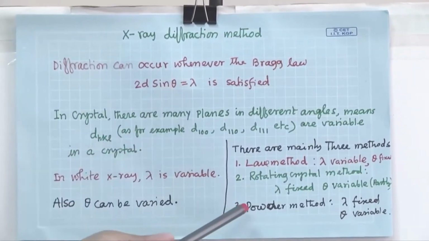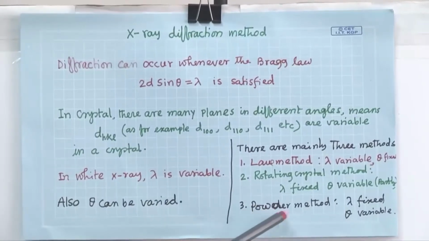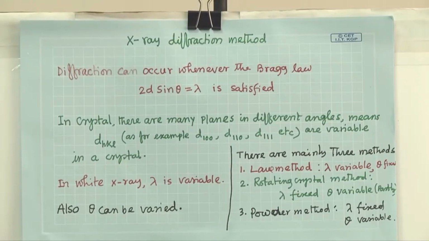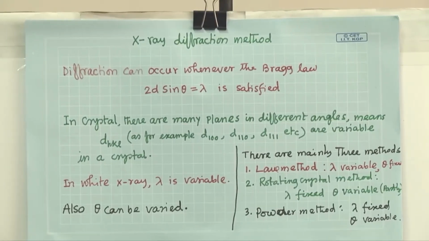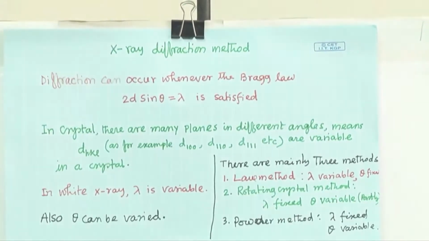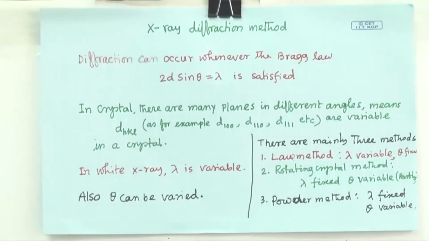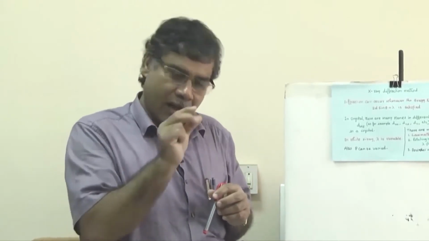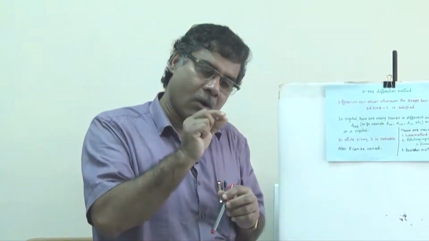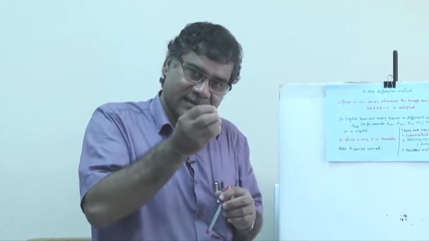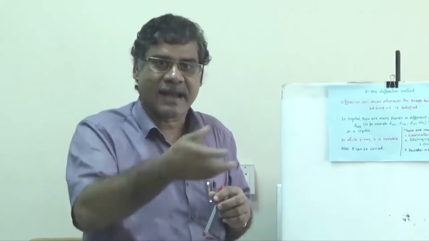Okay. So, the next method is the powder method. If you have a single crystal and you break it, make it powder, that crystal is now in the form of powder, meaning small particles. These particles are basically crystalline particles. In each crystal all sorts of planes are available. Now, these crystals themselves are oriented randomly.